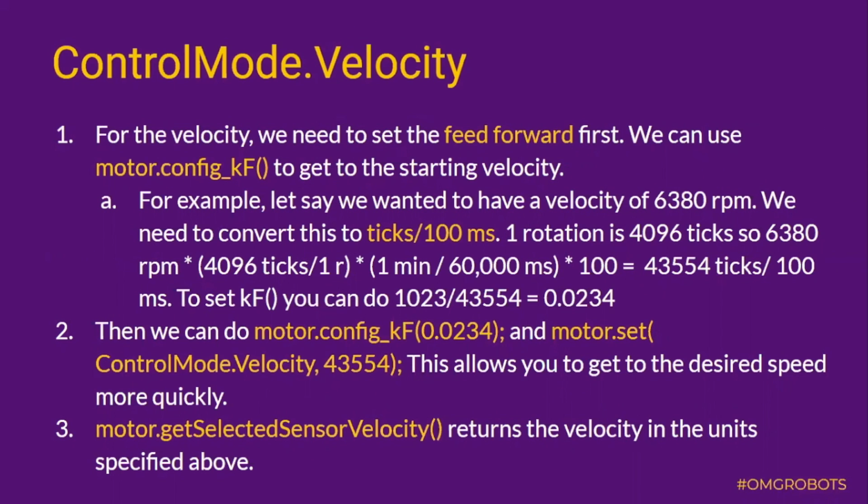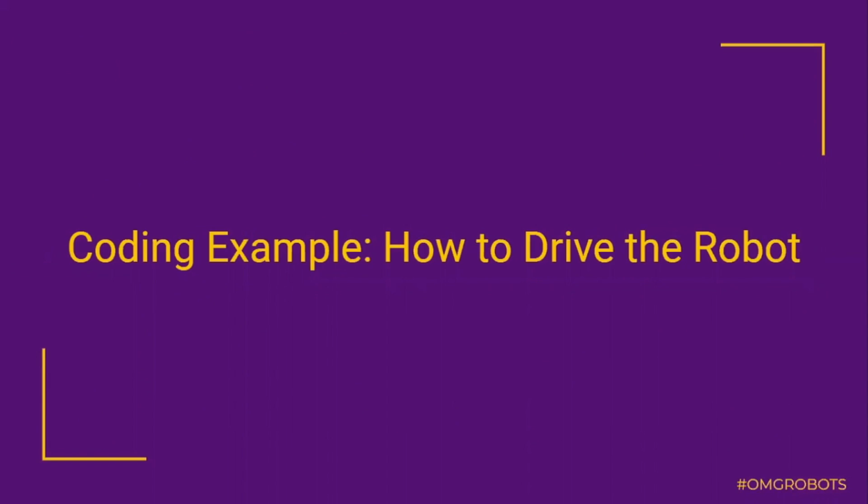Similarly, to get a sense of velocity, we first set the feed-forward term. Then we convert the RPM to ticks per 100 milliseconds. Additionally, we use config and set and get methods of the motor to get the desired speed. Next, I will be touching on a coding example of how to drive the robot.